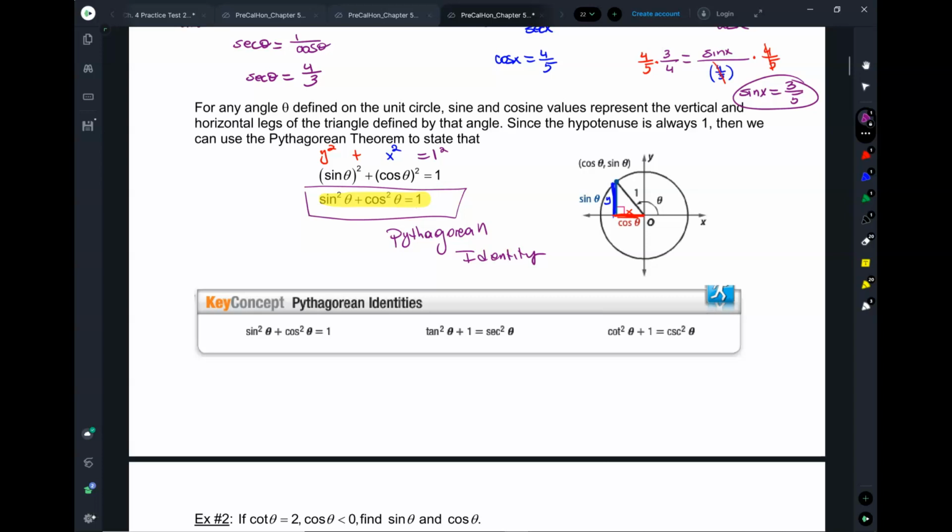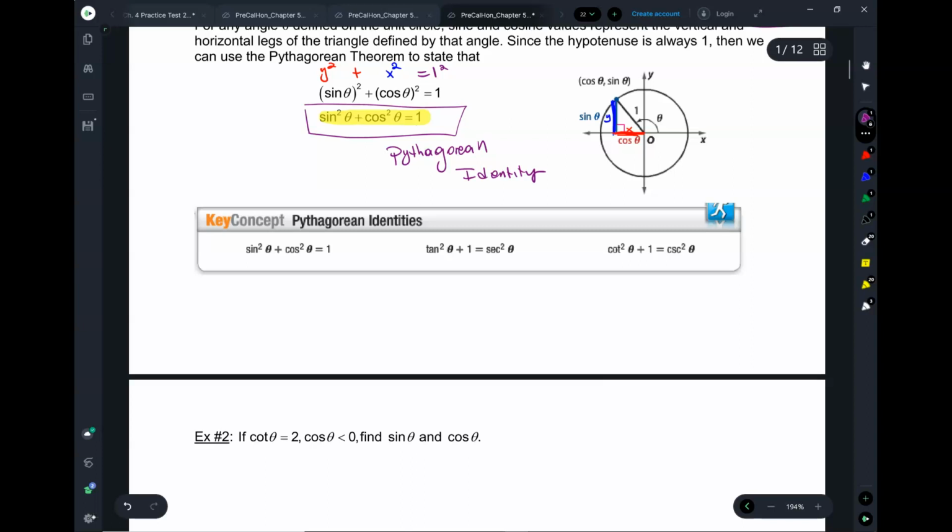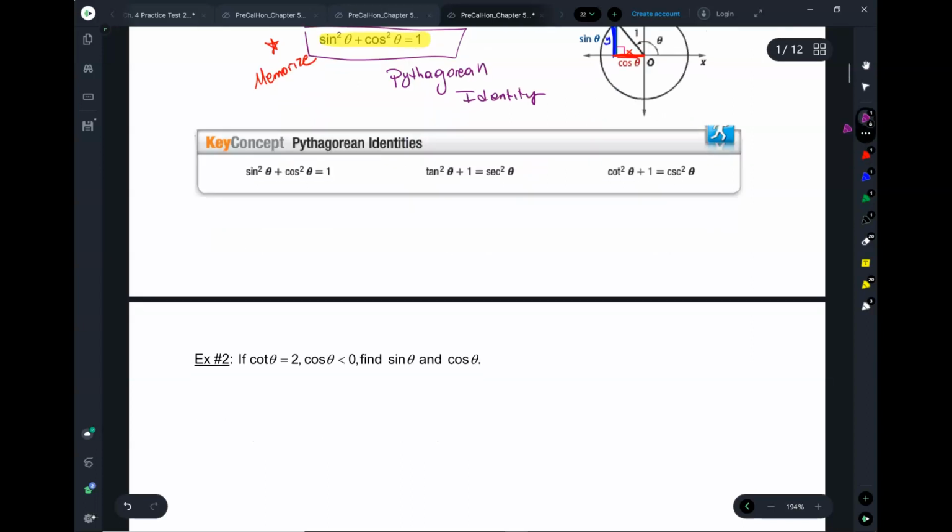All right, sine squared theta plus cosine squared theta equals 1. And you're going to remember this and memorize it, and you're going to know it like you know your name. Okay, so we're definitely going to memorize this. Okay, now, here's what we're going to do. We're going to take that Pythagorean identity, sine squared theta plus cosine squared theta equals 1, and just for fun, we're going to multiply through by cosine squared theta. Why? Because we can.